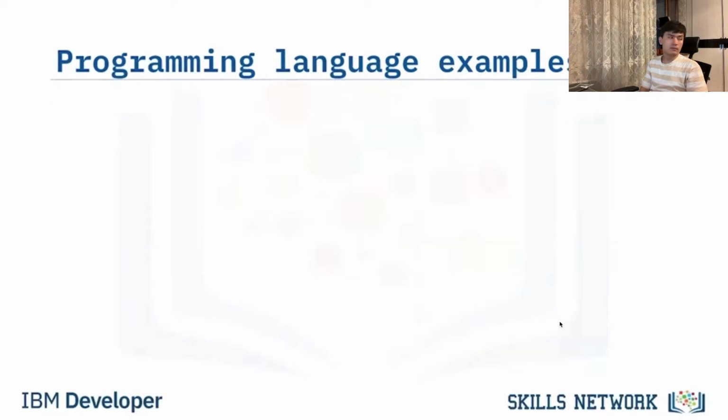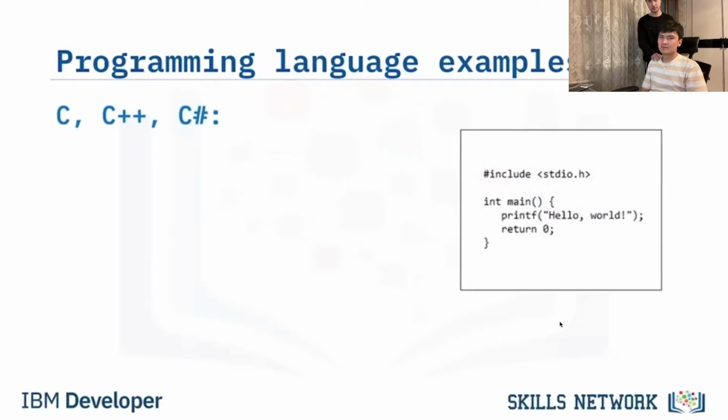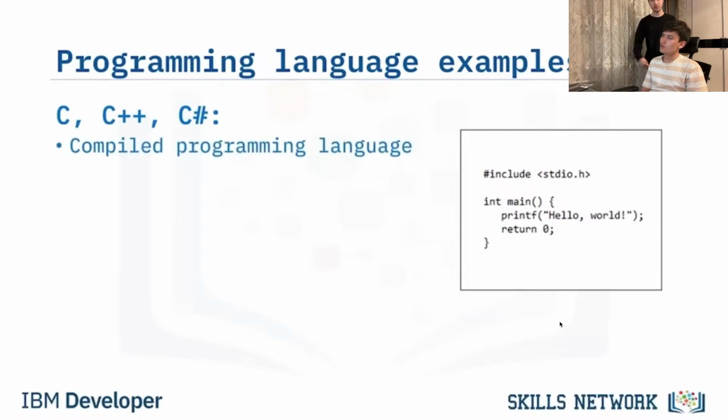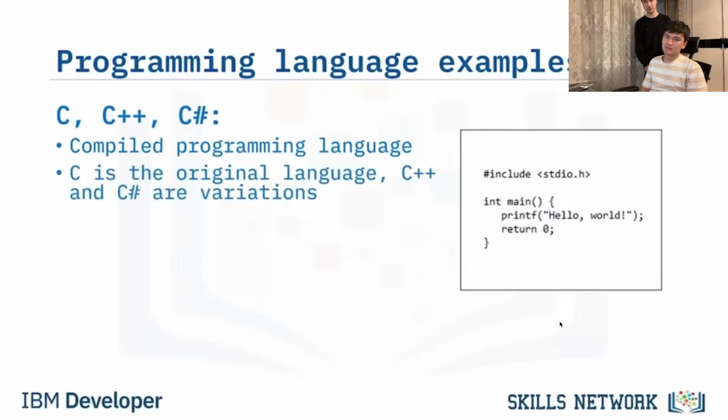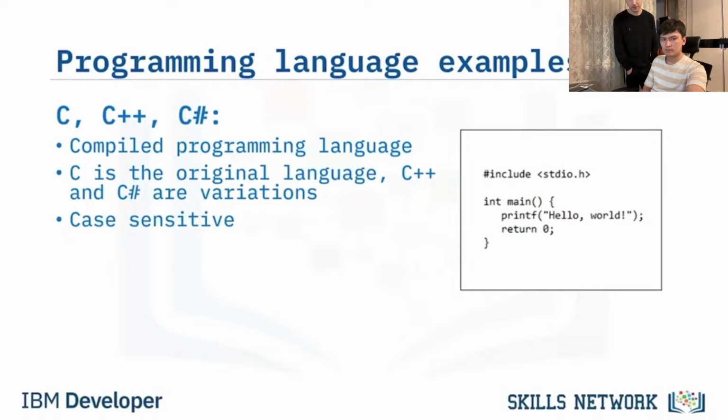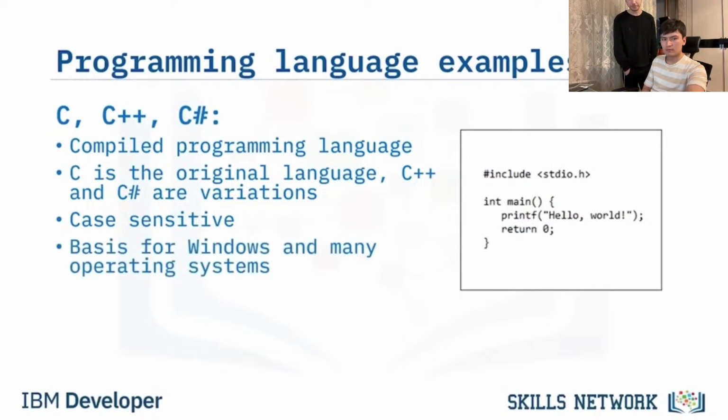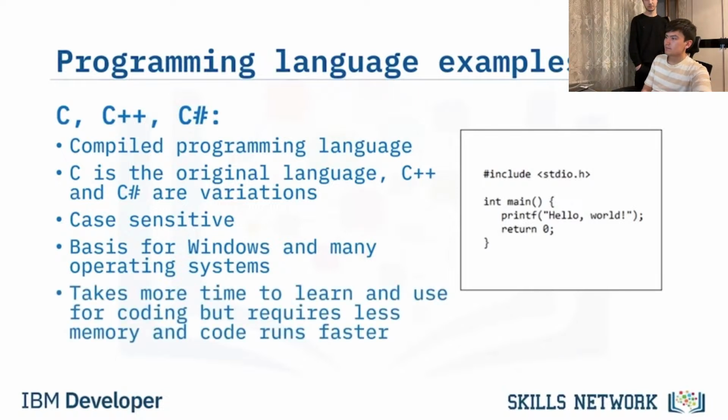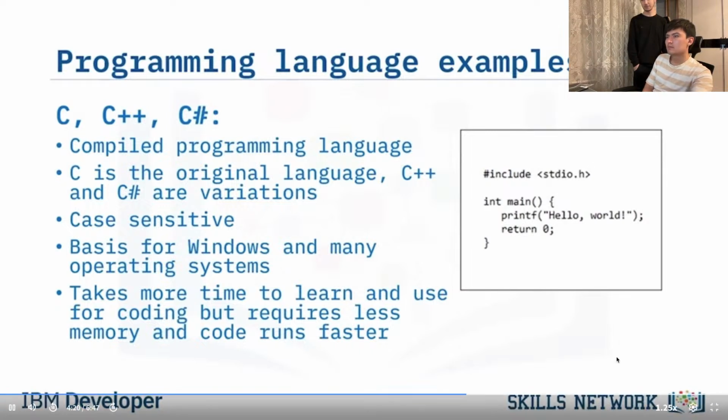To better understand more of the similarities and differences of programming languages, let's take a look at some examples. A few of the most common programming languages are C, C++, and C#. C is a compiled programming language. C is the original language, and C++ and C# are variations. C and its variations are case-sensitive languages. The C programming language is the basis for Windows and other common operating systems, and it takes more time to learn and use for coding, but requires less memory and the code runs faster.